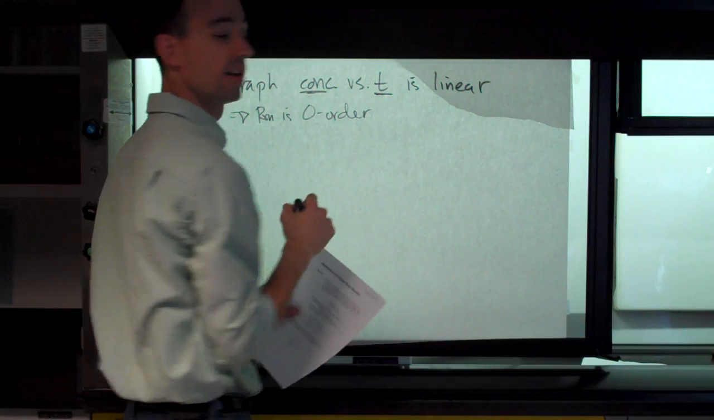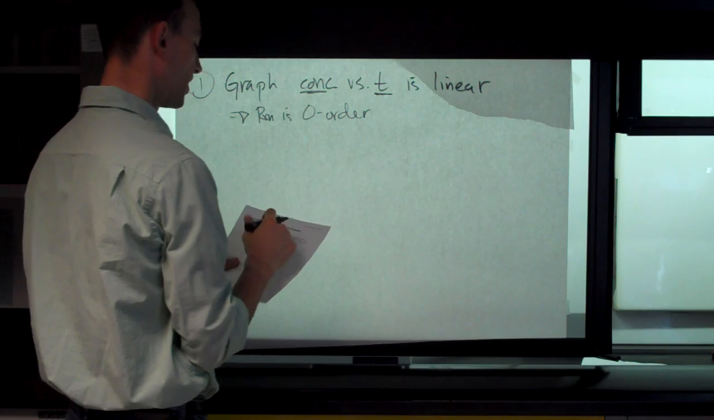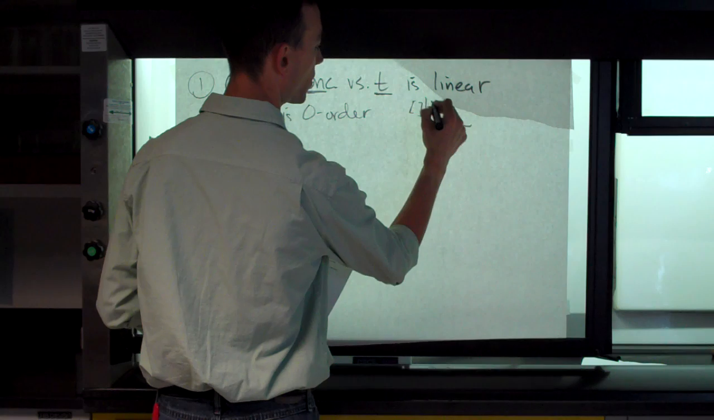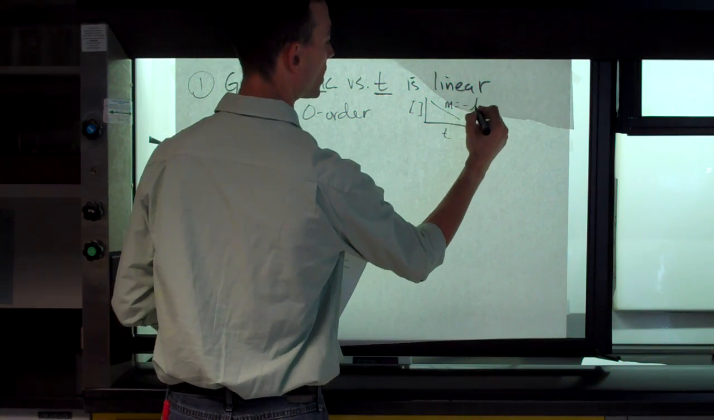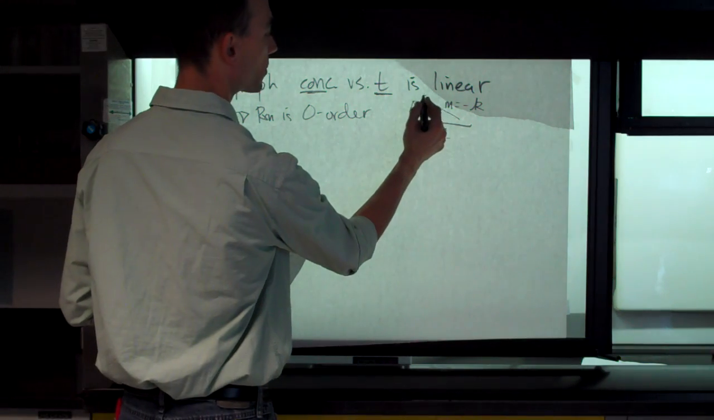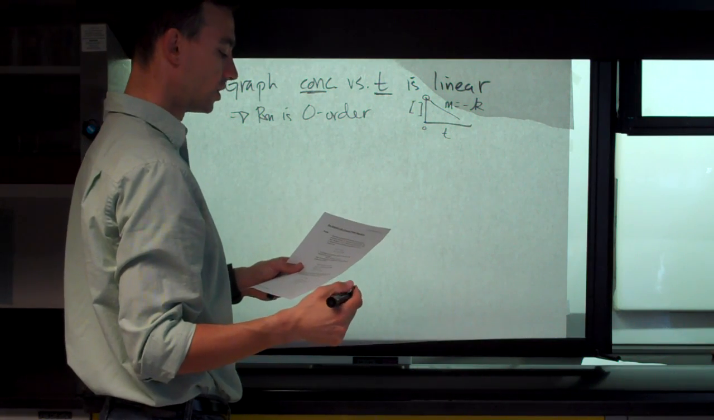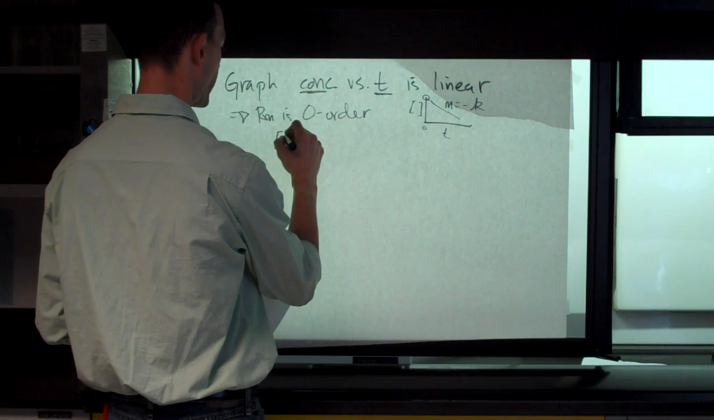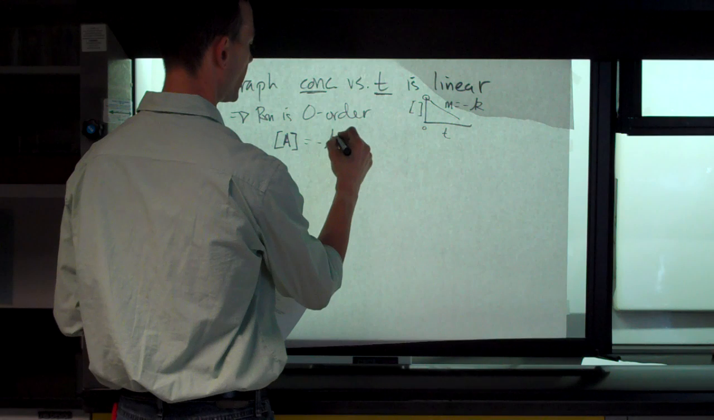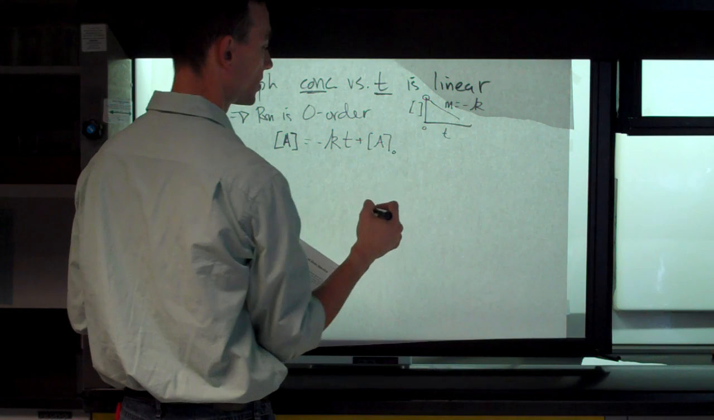When concentration versus time is linear, it's a zero order reaction. The slope of this graph, any concentration versus time graph, the slope is equal to the negative of the rate constant. And then we have the y-intercept, which would be our initial concentration at time 0. So simply writing the integrated rate law for this reaction, A, our concentration at any time, is generically negative kT plus A0, the initial concentration.